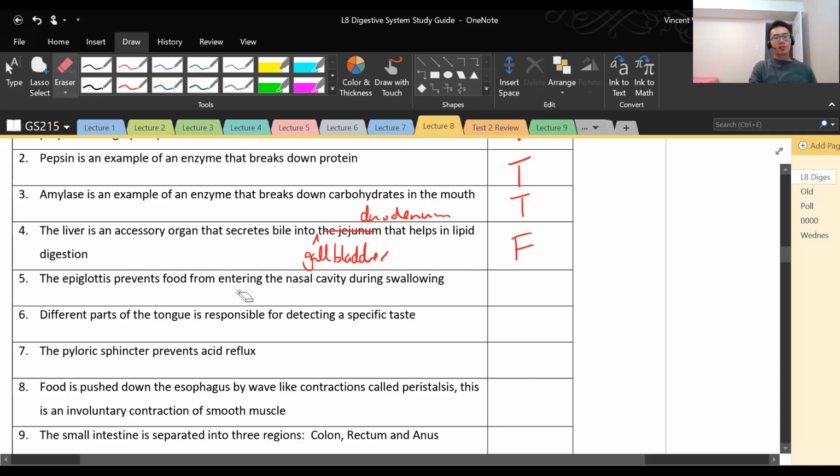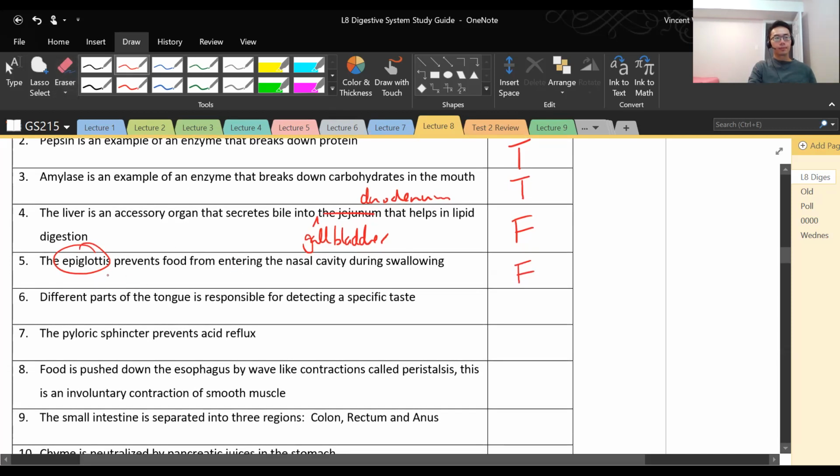The epiglottis prevents food from entering the nasal cavity during swallowing. That is not true. Okay? What should it be instead of epiglottis? I guess you can change it to: the epiglottis prevents food from entering the trachea during swallowing. That would also work. But what structure prevents food from entering the nasal cavity during swallowing? The thing that dangles at the back of the throat of your mouth, the uvula. That's correct. Uvula.